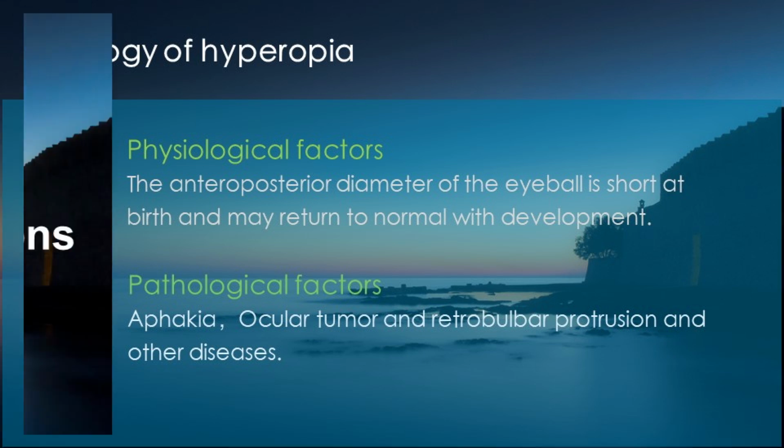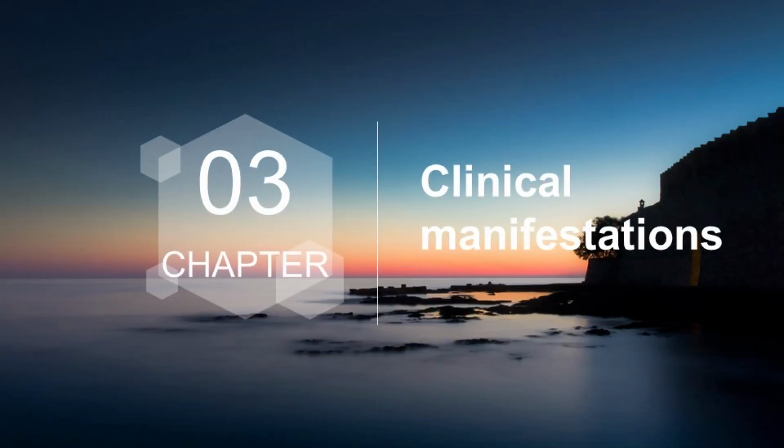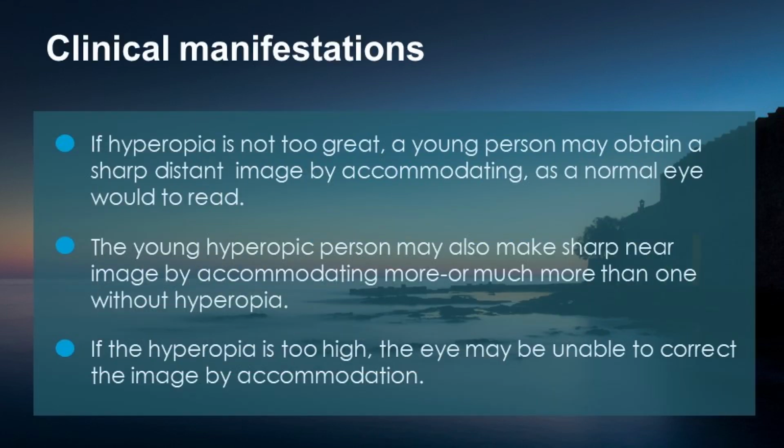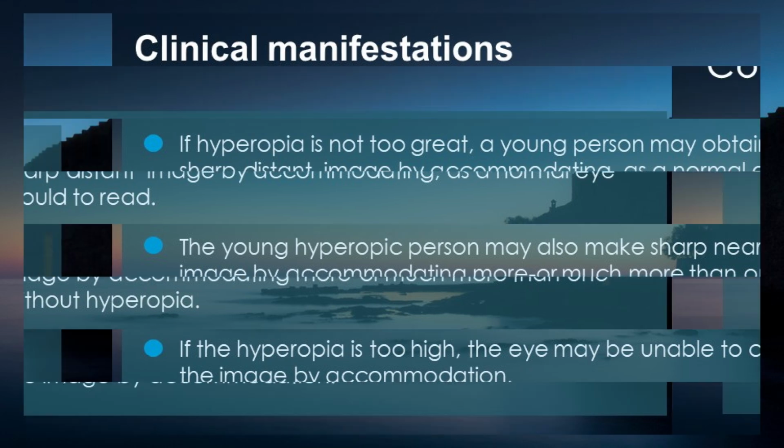Clinical manifestations. If hyperopia is not too great, a young person may obtain a sharp distant image by accommodating as a normal eye would read. The young hyperopic person may also make a sharp near image by accommodating more or much more than one without hyperopia. If the hyperopia is too high, the eye may be unable to correct the image by accommodation.